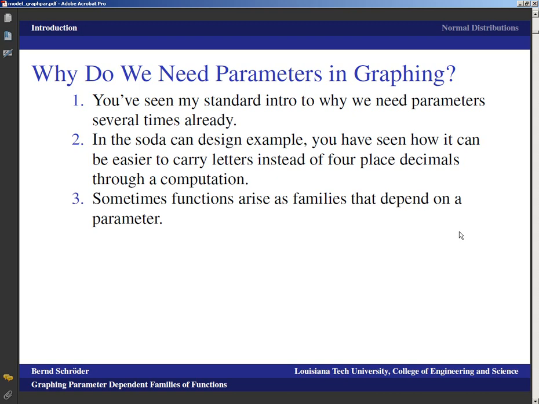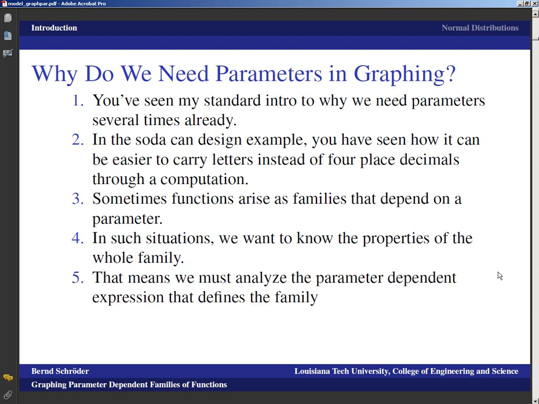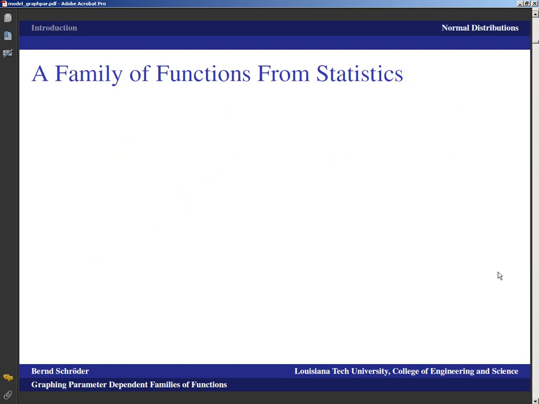For this presentation, we're looking at functions that sometimes arise as families that depend on a parameter, and that happens, for example, in statistics with normal distributions, as well as all sorts of other distributions. In those situations, we want to know the properties of the whole family. We don't want to just graph one function, because it may well be that the behavior of the family changes as the parameter changes. But that means that we must analyze the parameter-dependent expression that defines a family as a whole. We can't just look at examples.